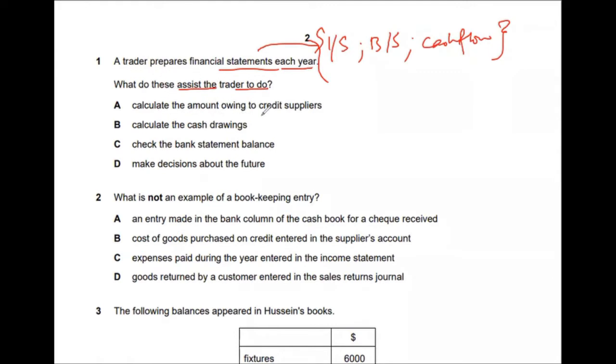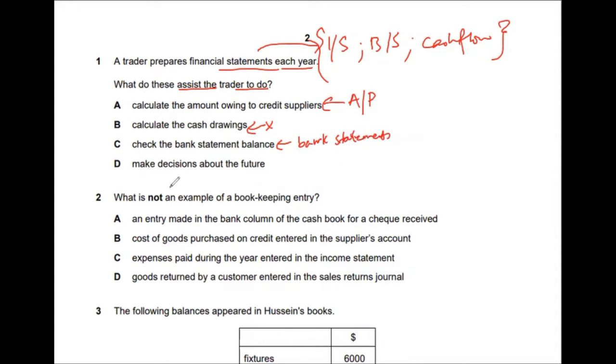Calculate the amount owing to credit suppliers. Yes, you can do that, but that actually is accounts payable. There is a specific definition there. Accounts payable actually tells you this, so you don't really need financial statements for it. Calculate cash drawings, again not really one of the best options. Check the bank statement balance. If you want to check the bank statement balance, you can refer to the bank statement by itself. You don't really need financial statements for that.